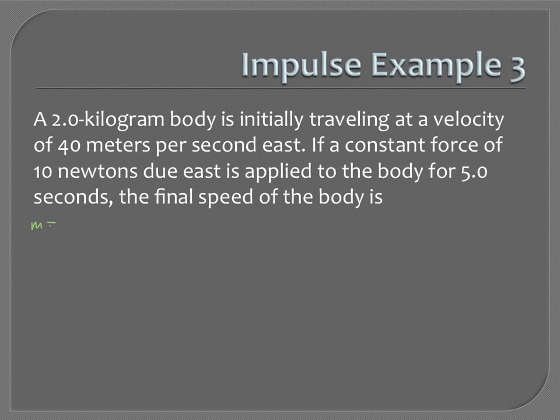Alright, a 2 kilogram body, initially traveling with a velocity of 40 meters per second due east. If a constant force of 10 newtons due east is applied to the body for 5 seconds, what is the final velocity VF? If it's in the same direction, that means we're going to go faster, just so you know.